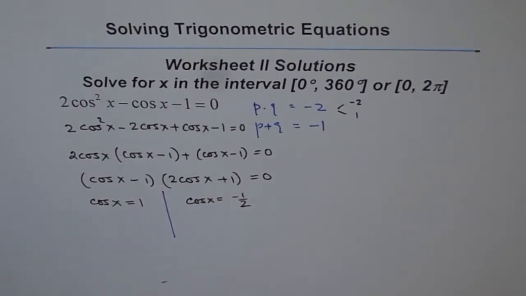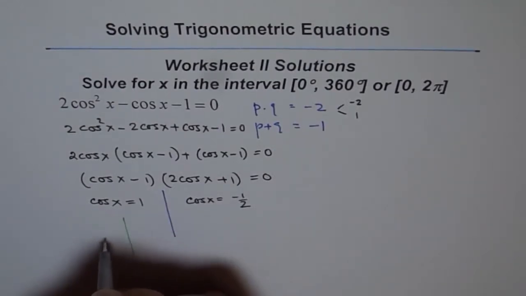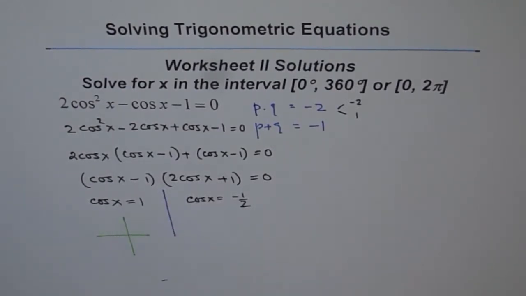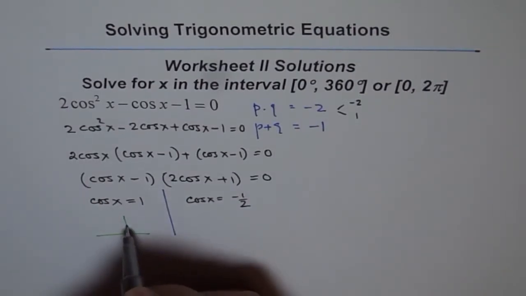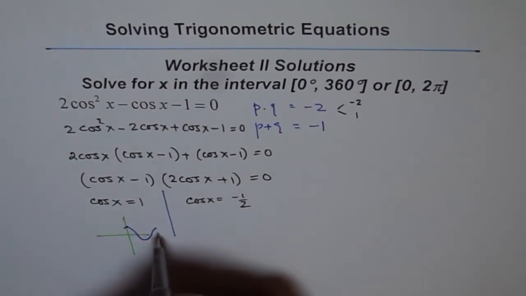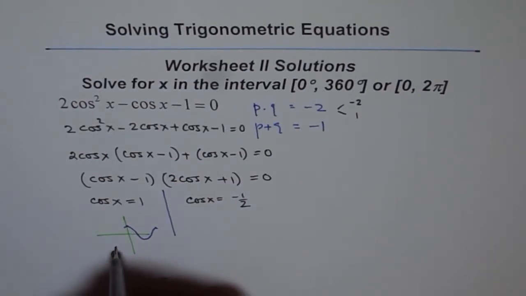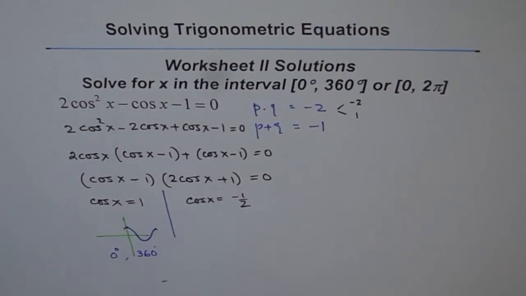Now let's figure out what our possible solutions are. So for cos x equals to 1, we have two possible solutions, right? If you remember, cos x is a graph like this, right? So it is 1 at 0 and at 360 degrees, right? So we have two possible solutions which are 0 degrees and 360 degrees. How about cos of minus half?